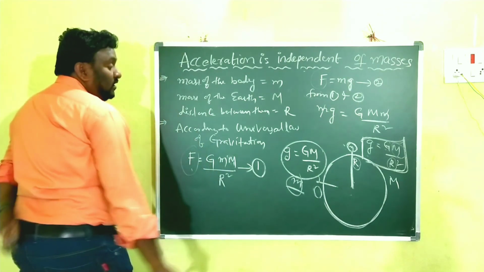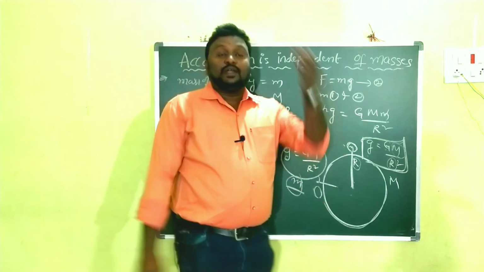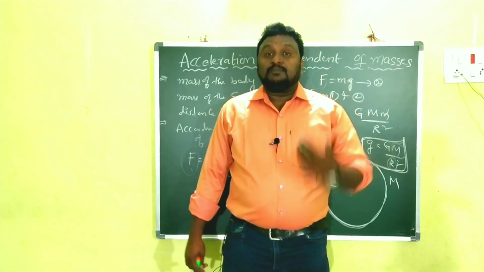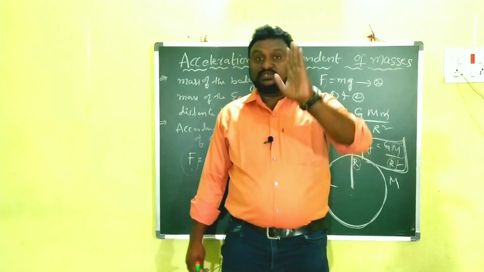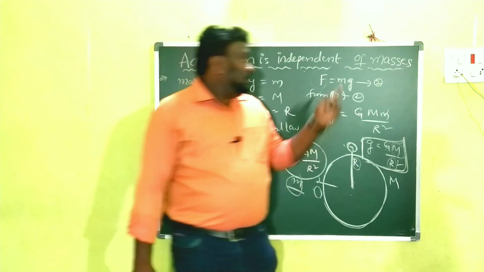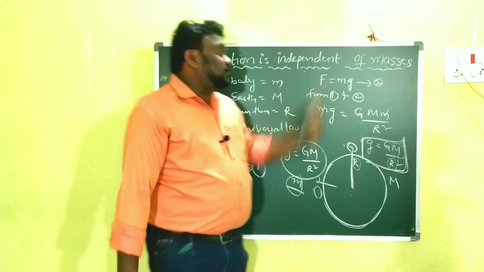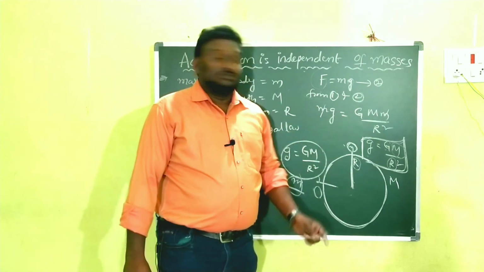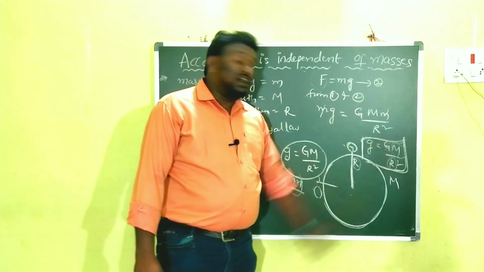Equation number 1. After that, children, when the body is falling from a certain height, the acceleration produced in the body is only because of gravitational force. That's why here we write F equals mg. Clear? Now both represent the same thing, gravitational force. That's why we equate them. Then small m cancels. Then what do you get? g equals GM by r square.